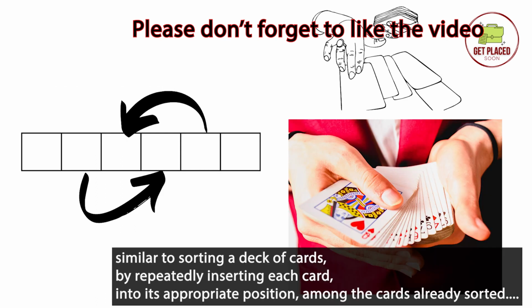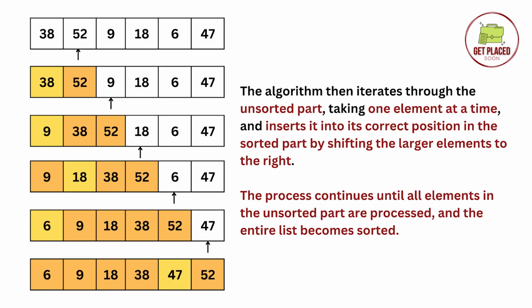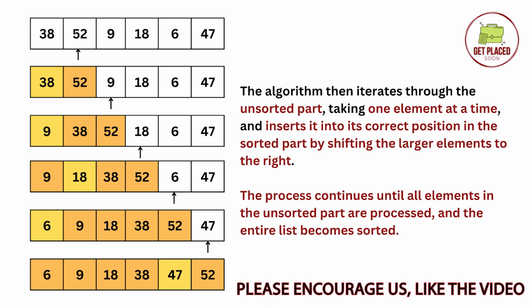Insertion sort works in a manner similar to sorting a deck of cards by repeatedly inserting each card into its appropriate position among the cards already sorted. So, the algorithm iterates through the unsorted part, taking one element at a time and inserting it into its correct position in the sorted part by shifting the larger elements to the right. The process continues until all elements in the sorted part are processed and the entire list becomes sorted.